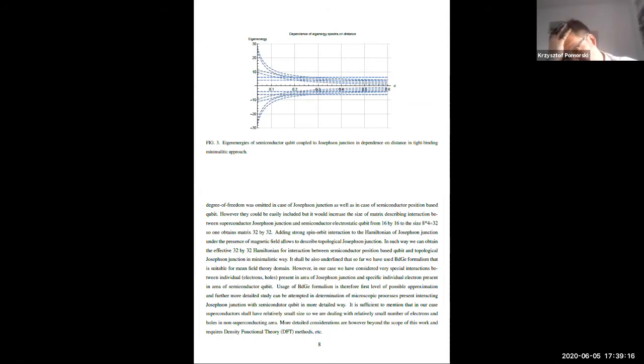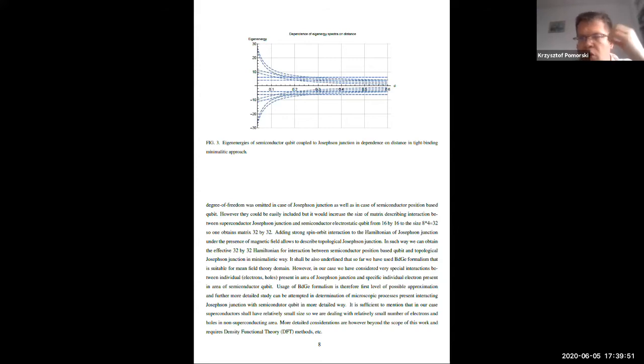This exchange of ground states will lead to the situation. So this is the signature of a quantum phase transition. In a traditional Josephson junction, in such a simple BCS model, you have no presence of topological phase transition, and when you place an external semiconductor qubit, what happens is that there is an exchange of a ground state.